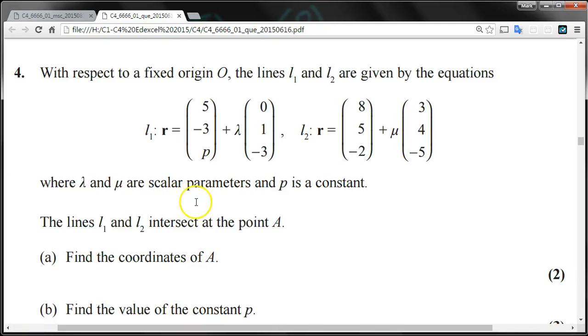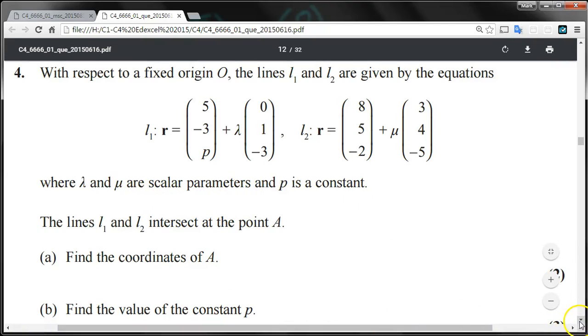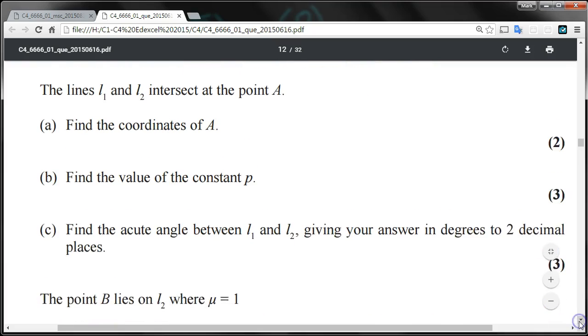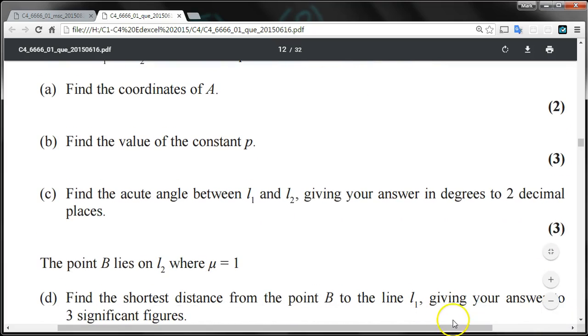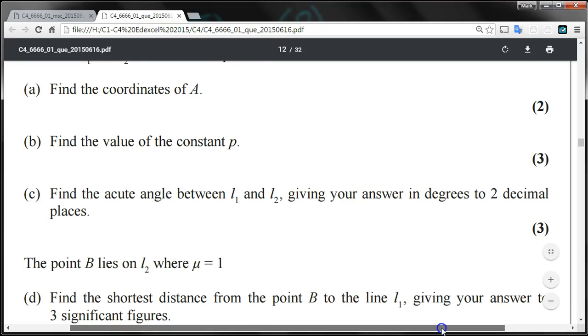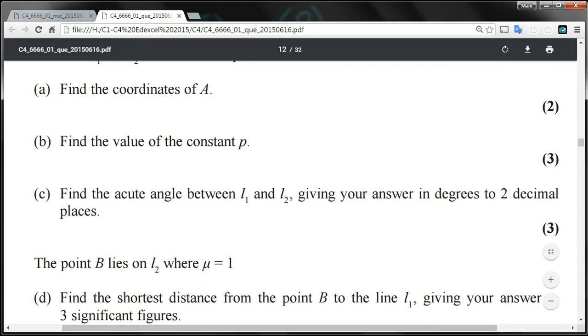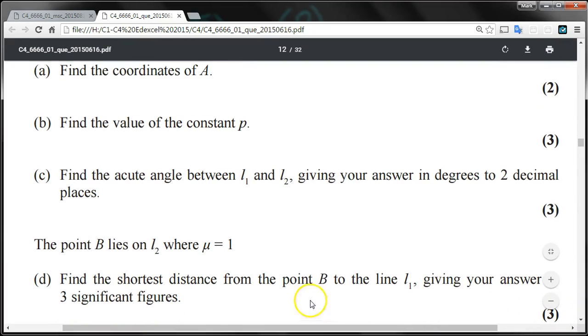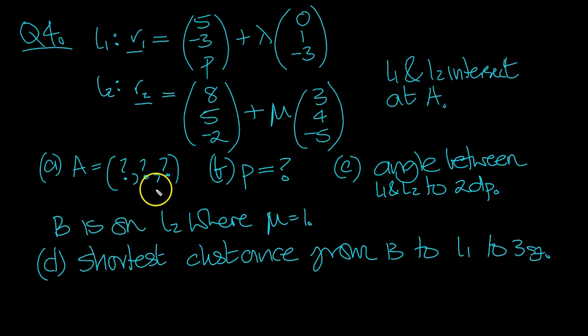Question 4, parts A, B, C and D. Okay, so I've got them summarized here. These are the two lines, they intersect at A. So let's find that then.